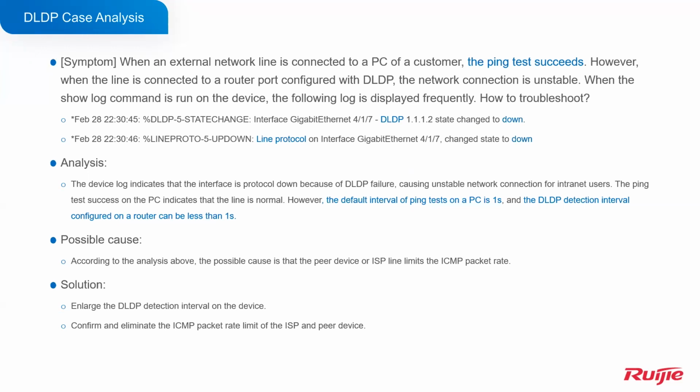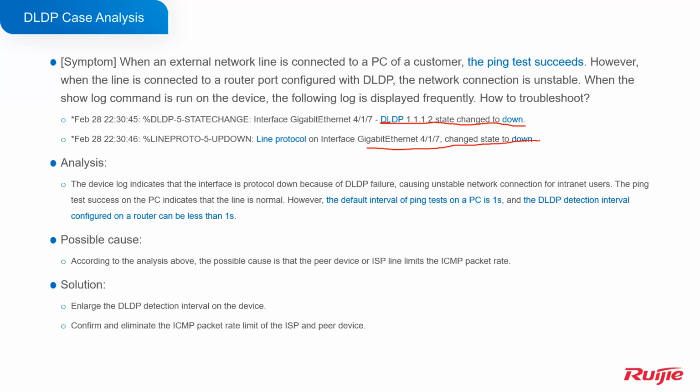Now, when the display logbuffer command is run on the device, the following log is displayed frequently. So you can see the log is showing here. It tells us that the DLDP state changed to down. It caused the interface state to be switched to down. So from here, we can figure out that the reason the connection is unstable is that DLDP turns down the interface. But why does DLDP turn down the interface?